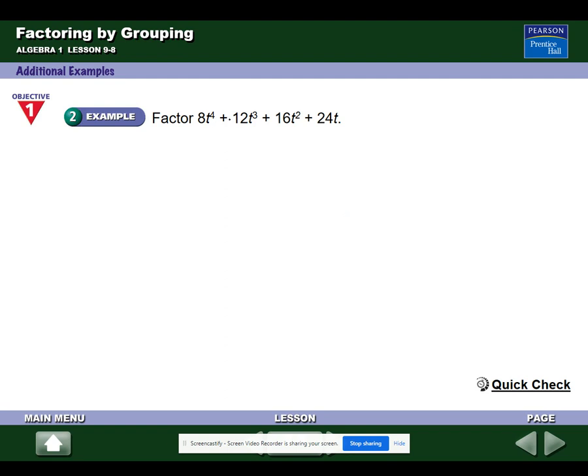And also 8, 12, 16, 24 are all divisible by 4. So there's a GCF here that is 4t, which would leave 2t to the third plus 3t squared plus 4t plus 6. When I divided 4t out of each one of these terms, it's like dividing 8 by 4, 2, 12 by 4, 3, 16 by 4, 4, 24 by 4, 6.